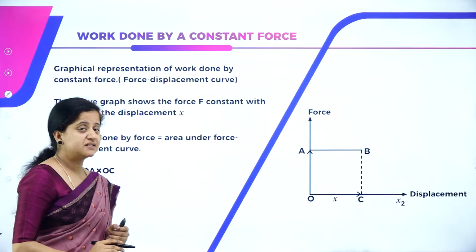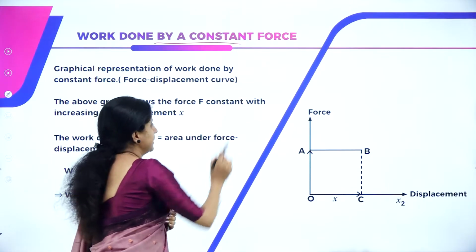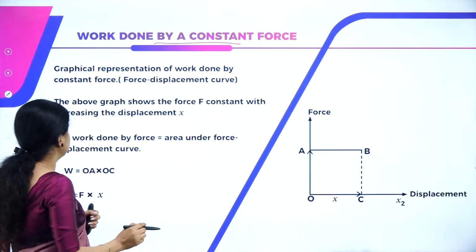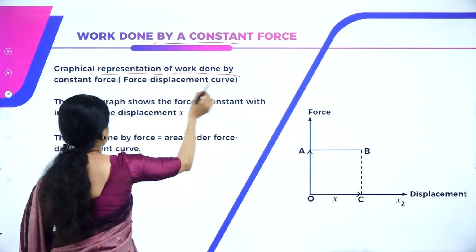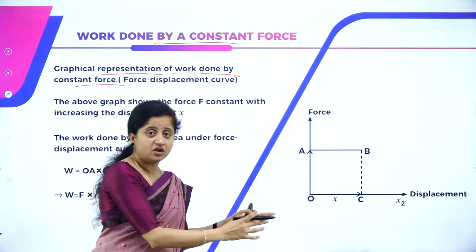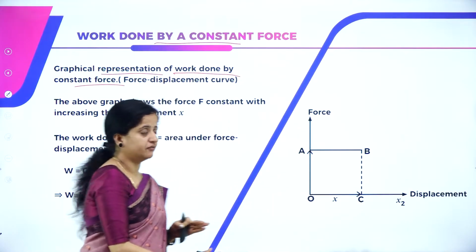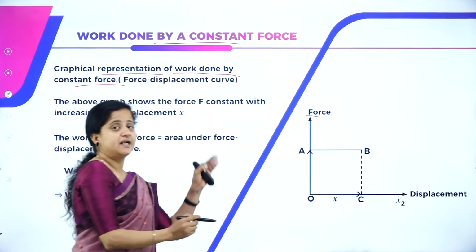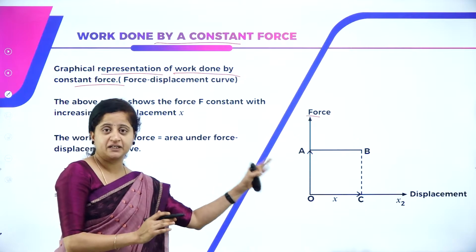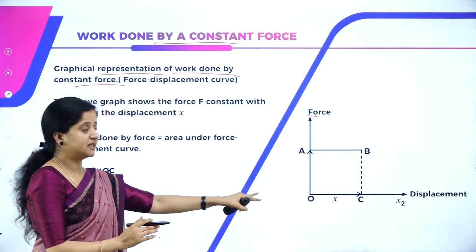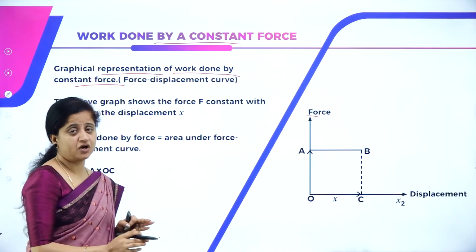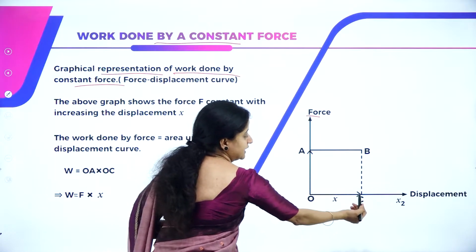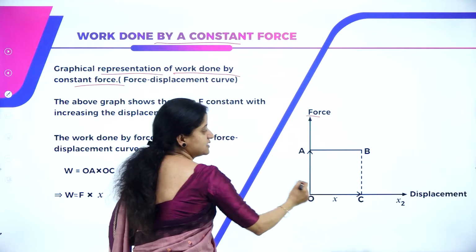Now we have to understand the work done by a constant force. To understand this, we have to consider a graphical representation. The graphical representation of work done by constant force is also called the force and displacement curve. We have taken force along the y-axis and displacement along the x-axis and hence it is called the force displacement curve. Here you can observe that if the displacement increases, the force remains constant.